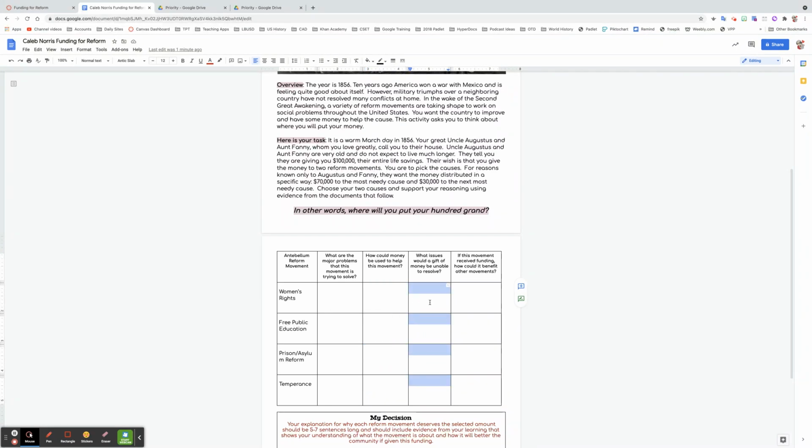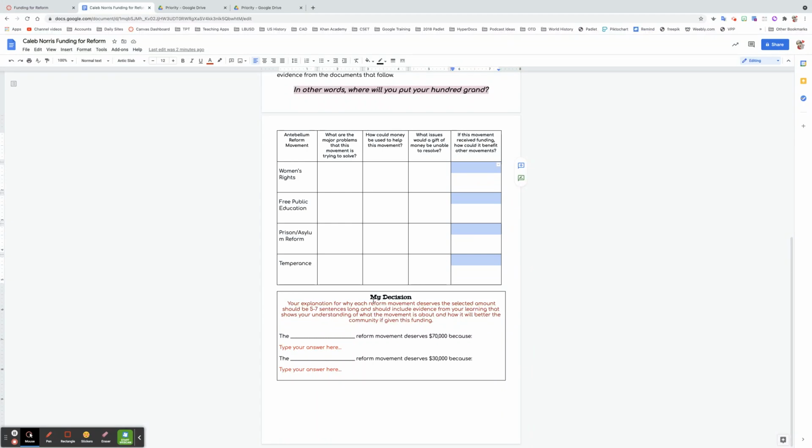In the third column here, what issues would a gift of money be unable to resolve? Okay, so what would be out of the realm that any amount of money is not going to help at all? And then finally, if this movement received funding, how could it benefit other movements, right? So especially because it doesn't have abolition in this activity particularly, how could giving money to maybe prison reform help the abolition movement? How could giving money to women's rights help one of the other movements on the list, maybe? Okay, so that's what you're thinking about here. Try to come up with 2 to 3 bullet points for each of these.